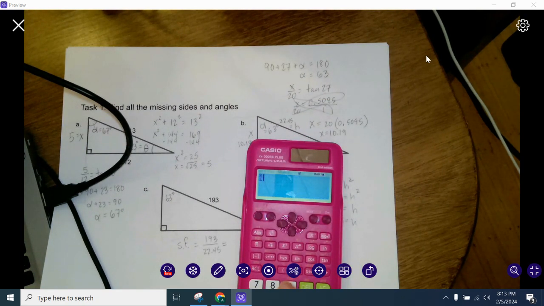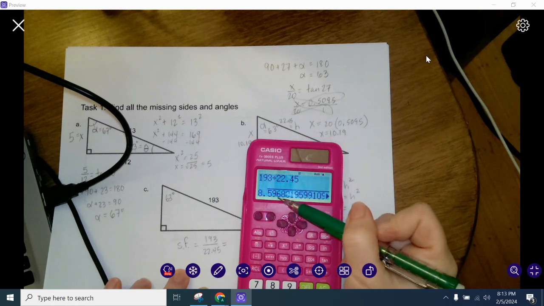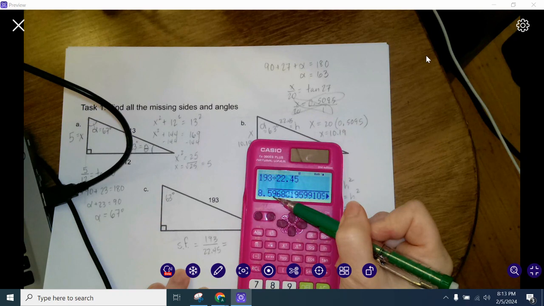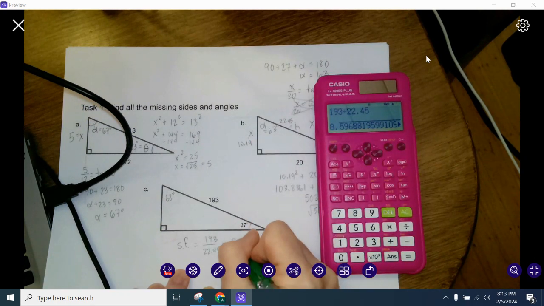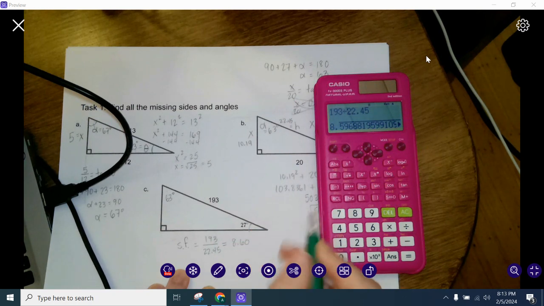So if I have 193 divided by 22.45, I get 8.5968. Holy cow. So if I round this off to dollars and cents, the 6 makes the 9 go up, which would become a 10, which means I need to carry my 1. So this would be 8.60. So 8.60 is my scale factor.